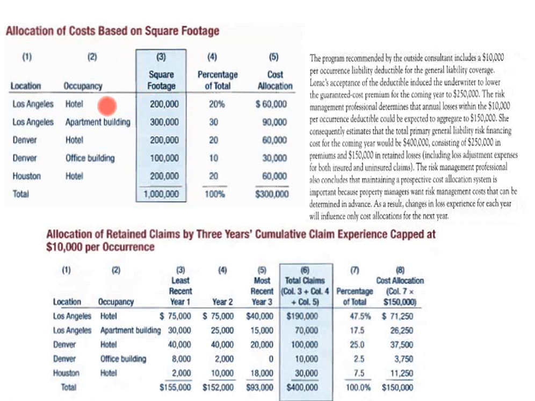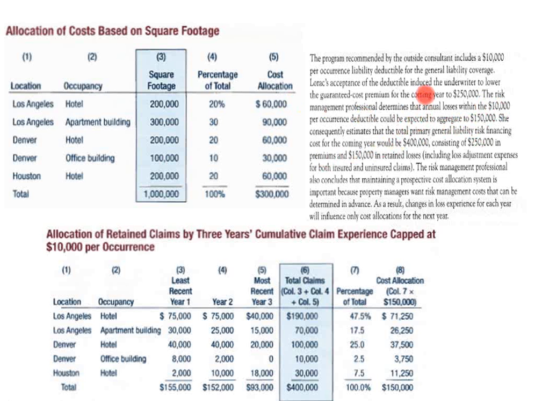So we have a hotel, apartment building, another hotel, office building, and another hotel. Our total square footage is 1 million square feet, and you can see that each one of these is about 200,000, 300,000. So our percentage off a million is pretty easy to calculate. Now, where people try to get, and they go, well, how did they get the $60,000? Where'd that come from? Well, what they determined in here is there's the $300,000 that they're going to retain, the cost allocation.